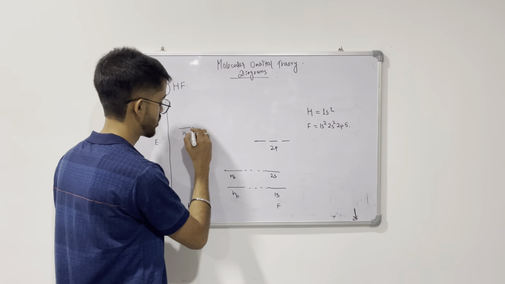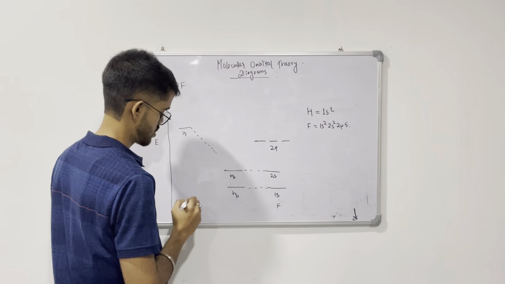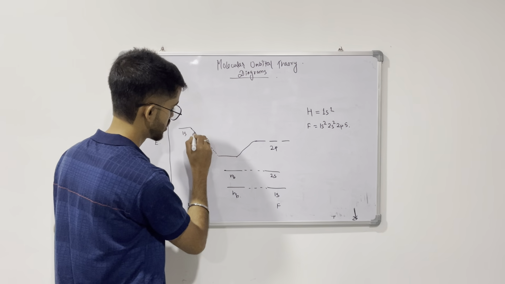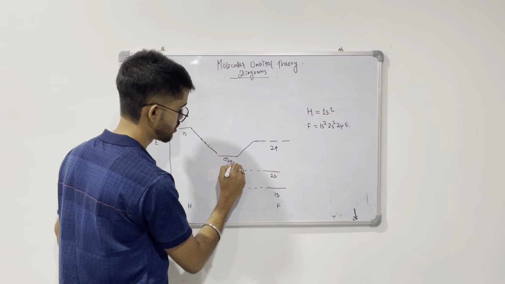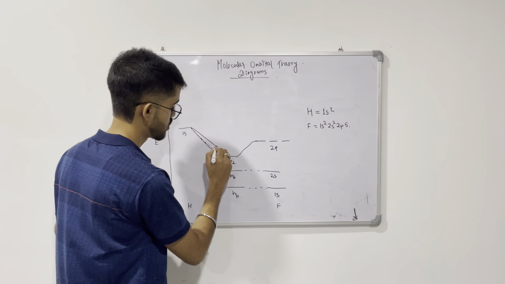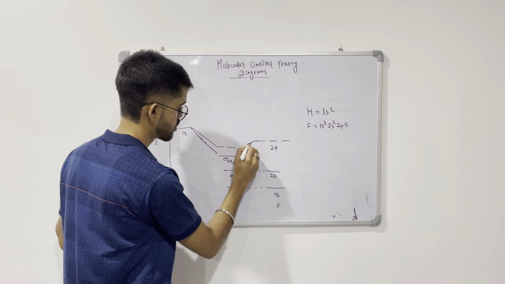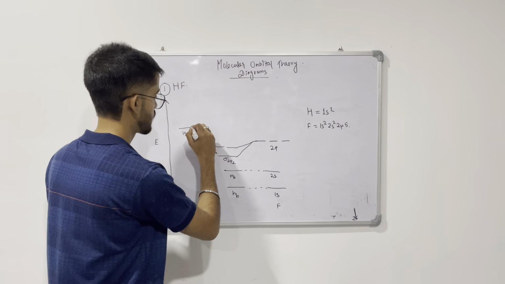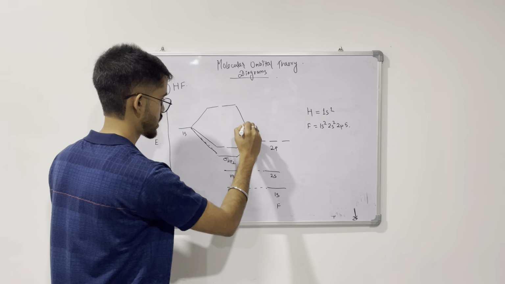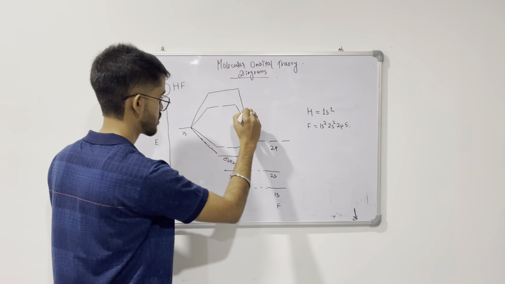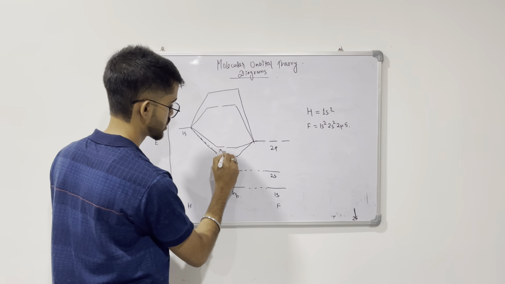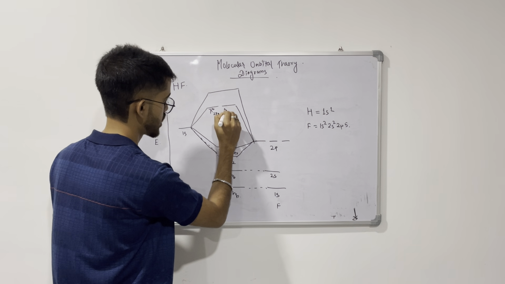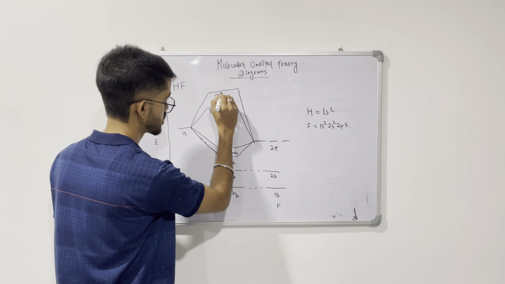So what will be the 4? First of all, there will be no sp mixing here. So sigma 2pz will be down. Pi 2px, pi 2py will be up. This is pi 2px, pi 2py, and this is sigma 2pz. This is pi 2px, pi 2py, pi star 2px, pi star 2py, sigma star 2pz.